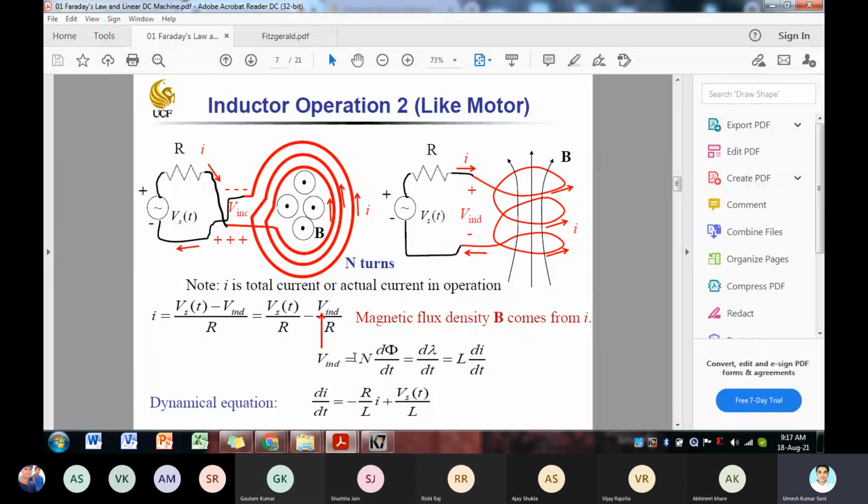V induced equal to, okay, V induced equal to N d phi upon dt equal to d lambda upon dt. This is the derivative of flux linkage. Flux linkage is given by N phi, and N phi is equal to Li. So V induced equals L di upon dt. Now, according to this equation, we can get the dynamic equation for the current: di upon dt equals minus R upon L times i plus Vs upon L. Okay, and this is how we determine it.